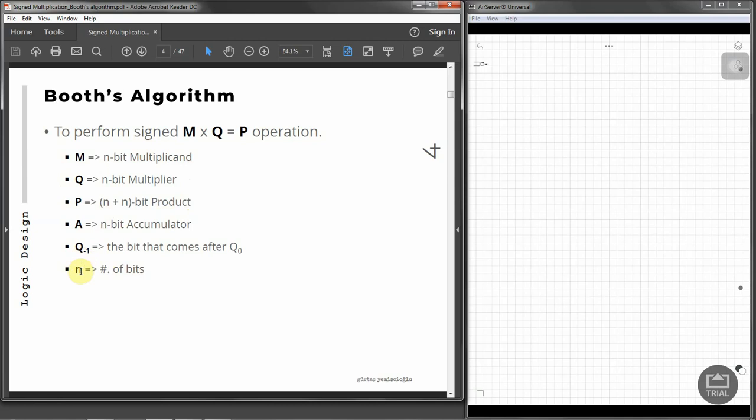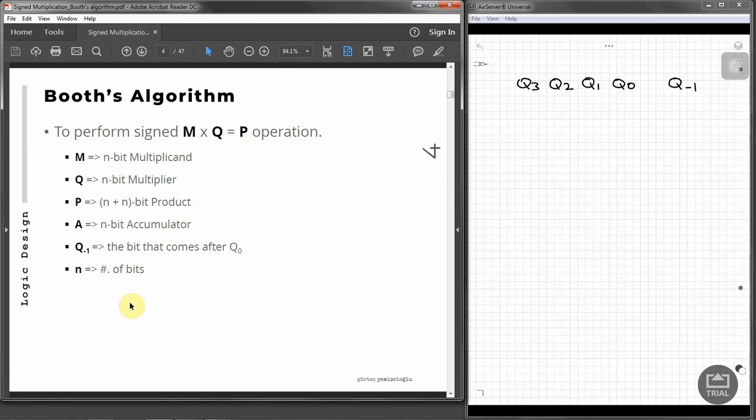This also shows the number of times that we need to perform this algorithm. So the number of bits shows the number of times that we need to perform this calculation. Now, you might ask, what is Q minus 1? When you consider the multiplier, let's say it's 4 bits, so Q3, Q2, Q1, and Q0. On the other side, we also have Q minus 1, which we are going to use.